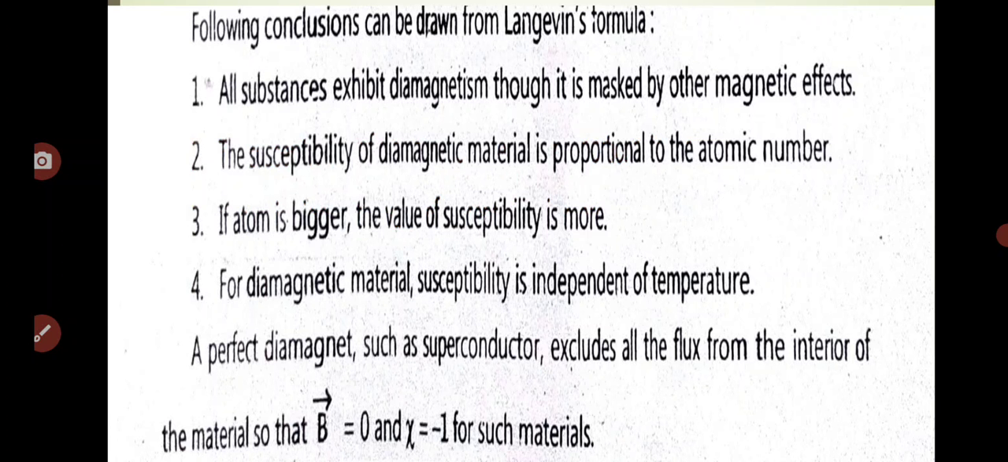In the next lecture we will consider what is meant by superconductivity, paramagnetic material and ferromagnetic material.